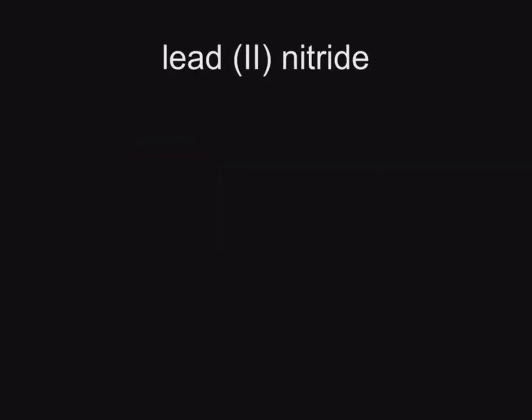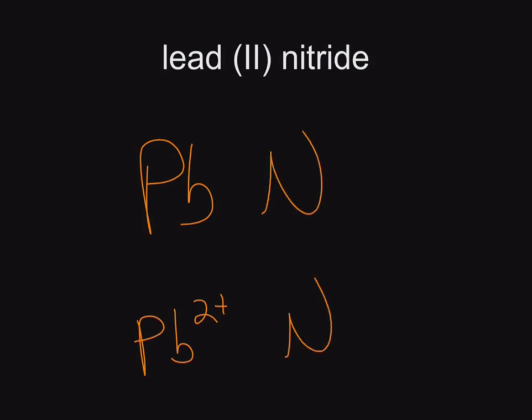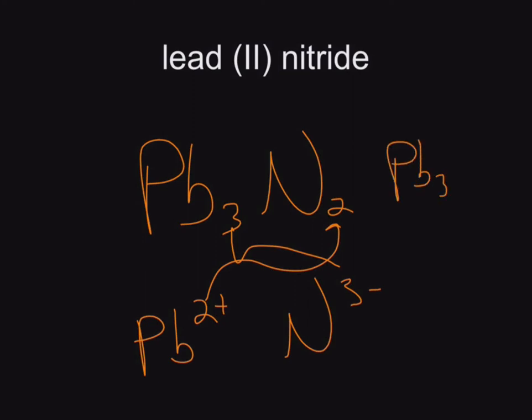Lead 2 nitride. Okay, lead is Pb. The 2 tells me that it's Pb2+. Nitride is nitrogen. Nitrogen has a charge of -3. Switch the numbers. 3 leads, 2 nitrogens, and you get Pb3N2 as your formula.